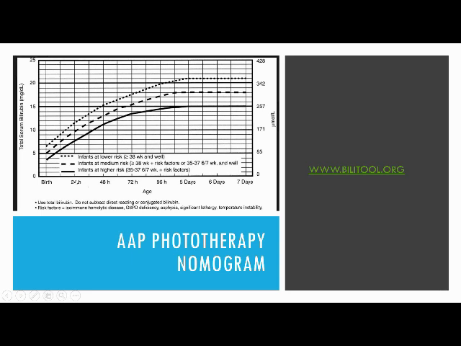So you just plot your babies. So you've got a kid at 24 hours old, because that's about when we check a first bilirubin level. And it's a 39-weeker, and it plots at, let's just say, right here.